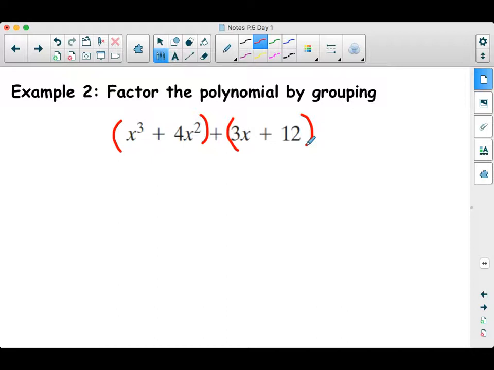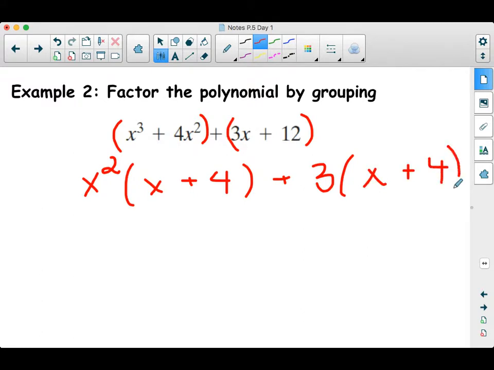So in the first group, the first parentheses, our greatest common factor is x squared. So what we're left with after we divide both of those terms by x squared is x plus 4. In the second group, our greatest common factor is 3. So we're going to divide both of those terms by 3. And we're left with x plus 4.